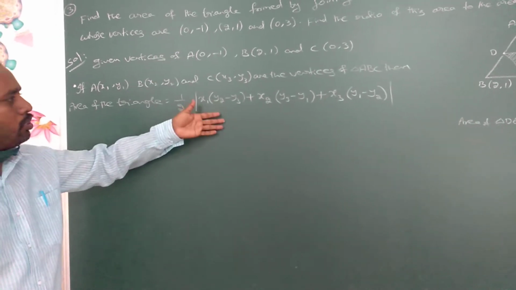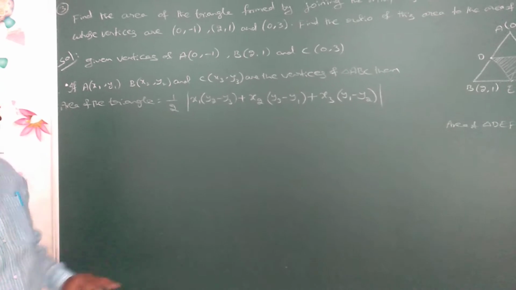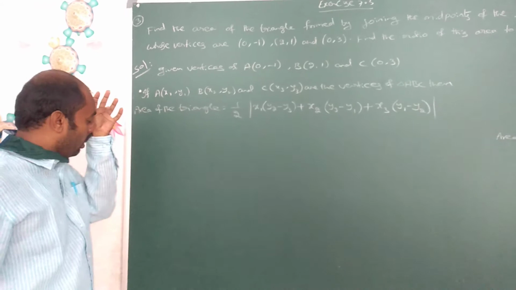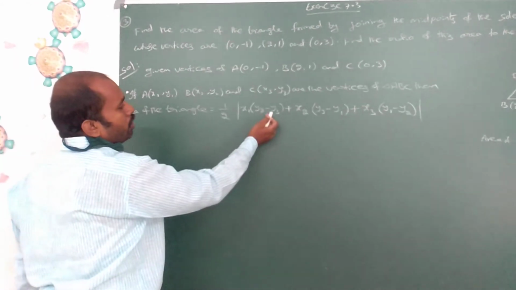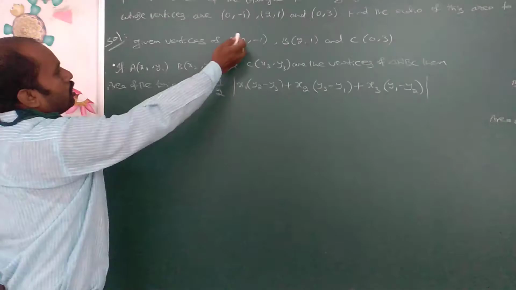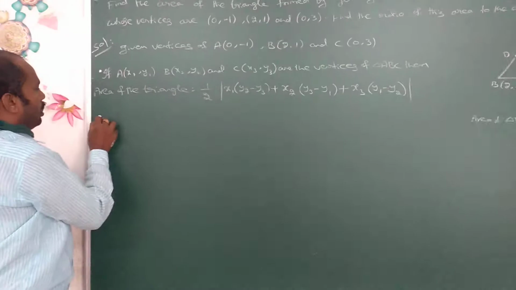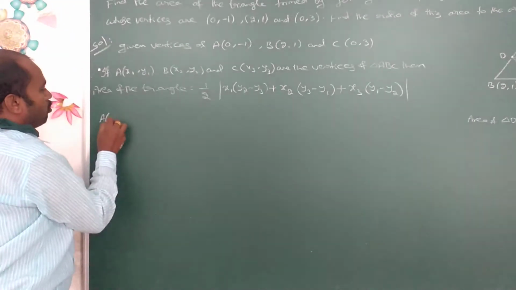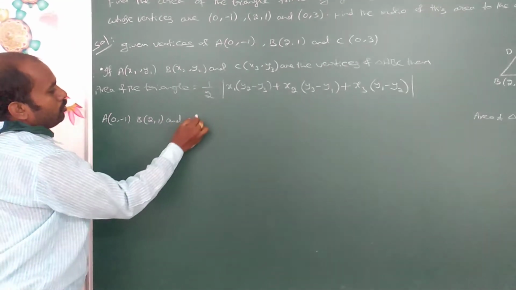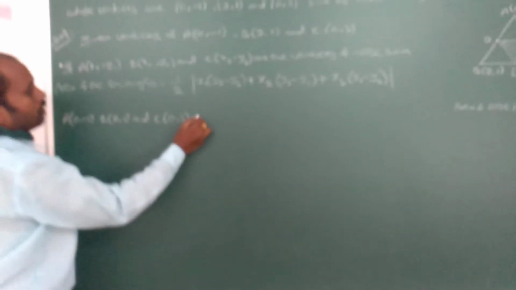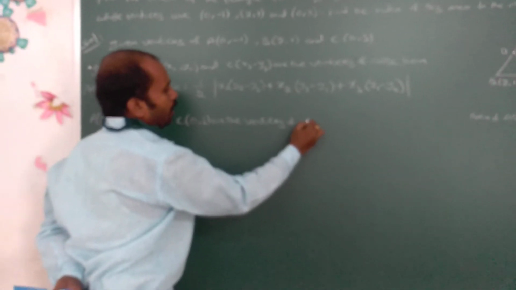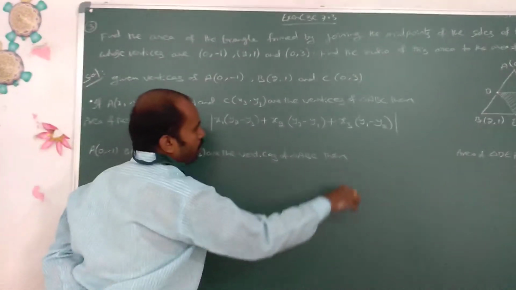Before problems you can use this formula. So many problems are already practiced. So here A, B, C are the vertices of triangle ABC, then the area of the triangle is half modulus of x1 into (y2 minus y3) plus x2 into (y3 minus y1) plus x3 into (y1 minus y2). Now A, B, C are the given vertices: A is (0, -1), B is (2, 1) and C is (0, 3), the vertices of triangle ABC. Then now you can find the area.